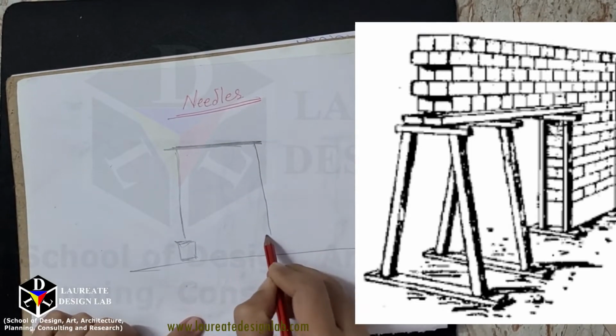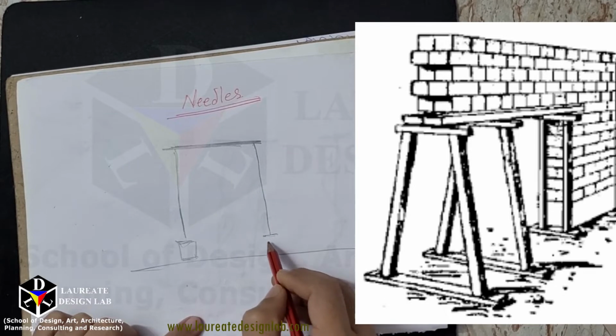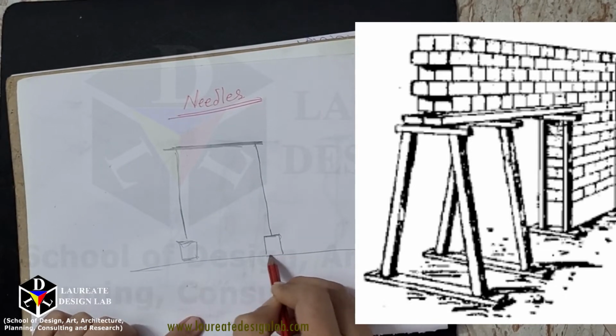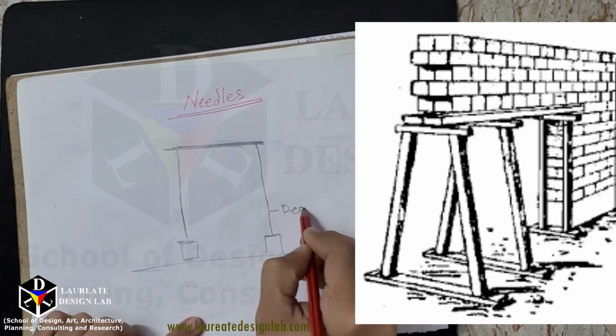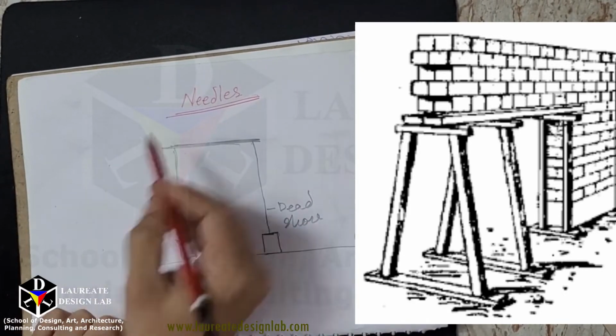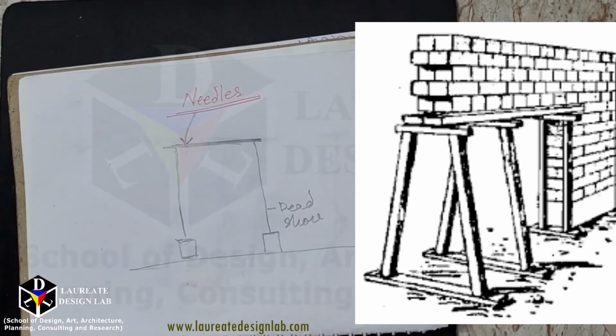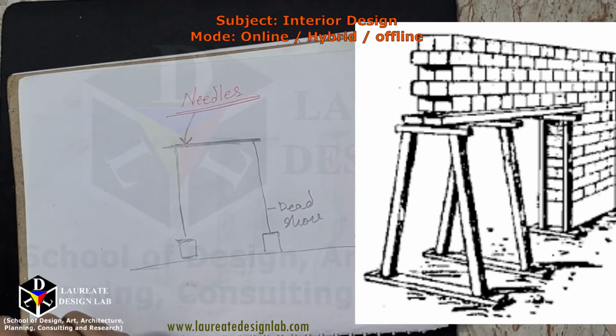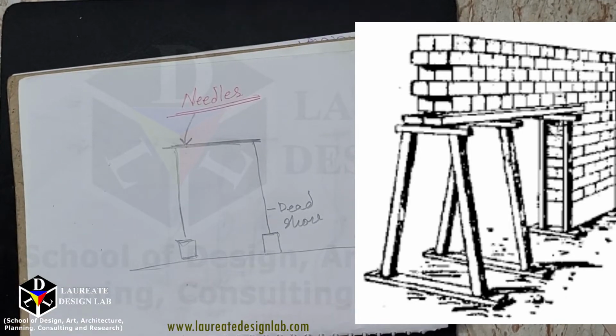Now explain what's the use of needles and the dead shore. In the case of dead shore, the needle is transferring the load of the upper wall to the dead shores. In what case do we use dead shores with the needle? We use dead shores with the needle in cases of creating a wide opening to repair a wall or to repair the foundation.